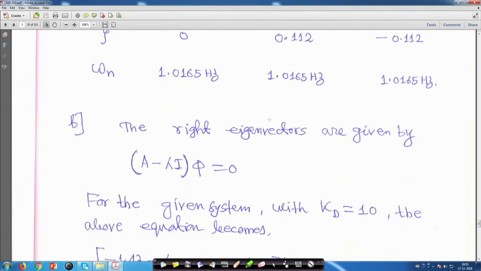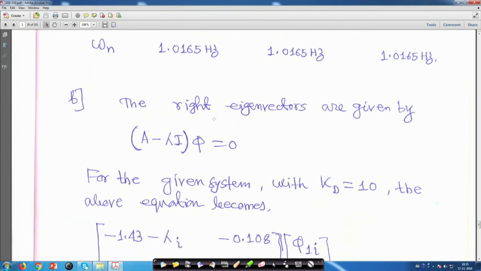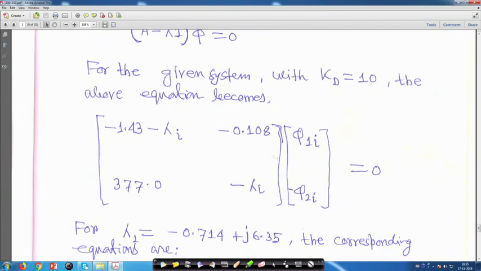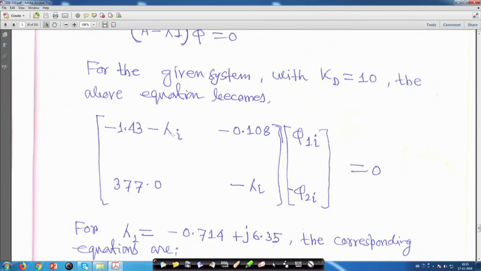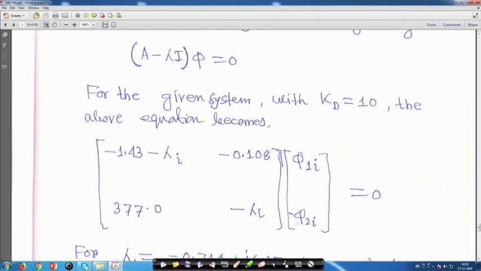Now, part B, the right eigenvectors are given by A minus lambda I into phi is equal to 0. We have also seen this at the beginning, the right eigenvector and left eigenvector. If you get the right eigenvector, you will get the left eigenvector also. So, from the given system with k d is equal to 10, this equation A minus lambda I into phi becomes minus 1.43 minus lambda I, minus 0.108, 377 and minus lambda I, multiplied by phi 1 i, phi 2 i.